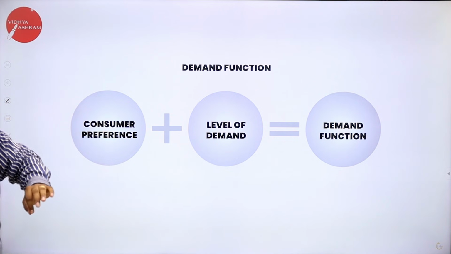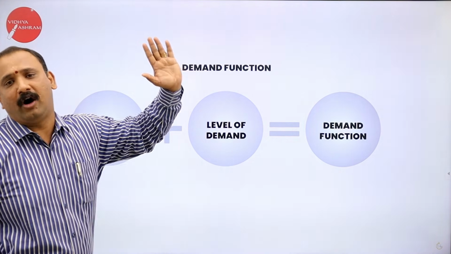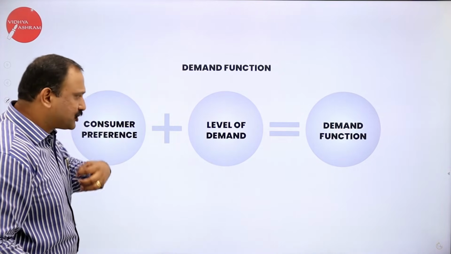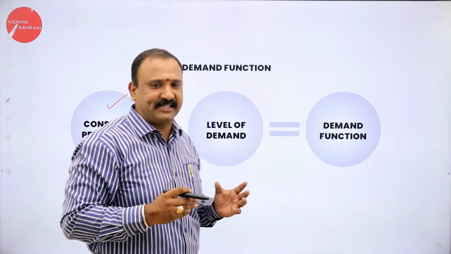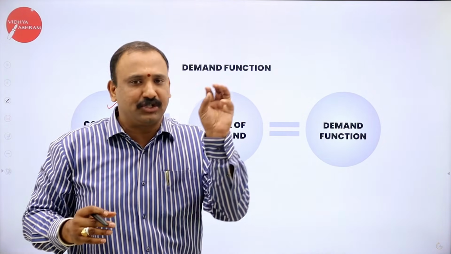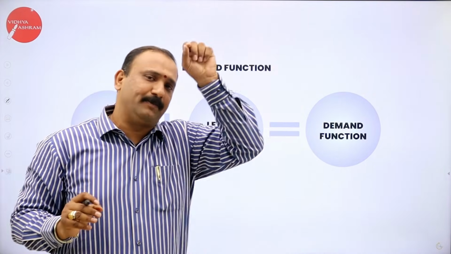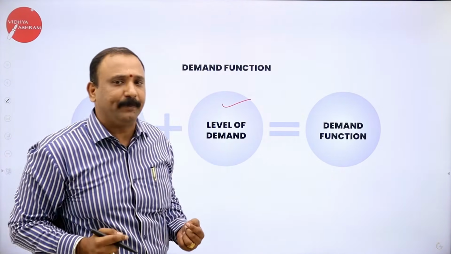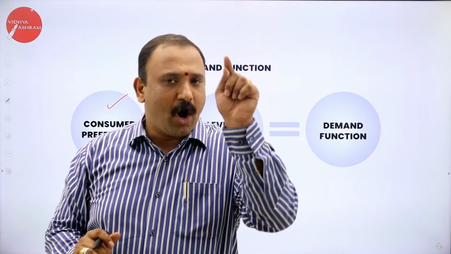Next, the demand function, what we were talking about. Consumer preference and level of demand will constitute the demand function. There is a choice in the mind of the consumer. The consumer says that today my preference is towards a particular brand called X. Now for that particular brand X, what is the level of demand? Because he is not the only person. There are millions and millions of people living in this world.